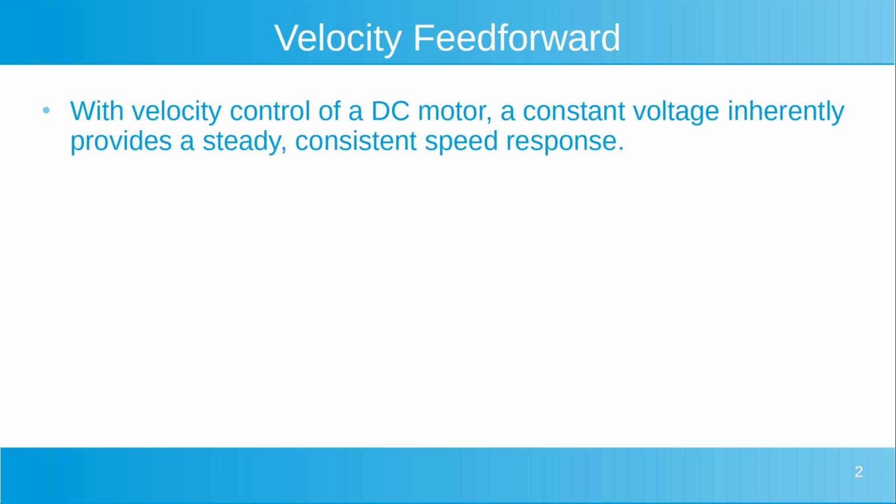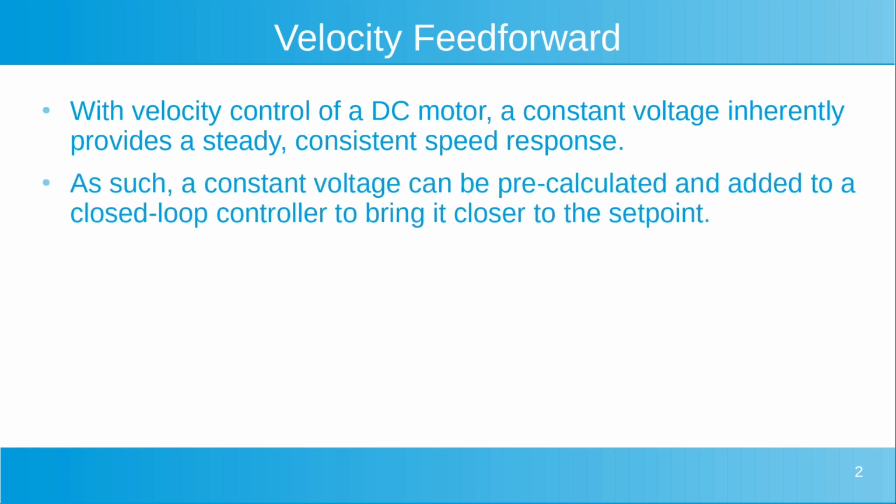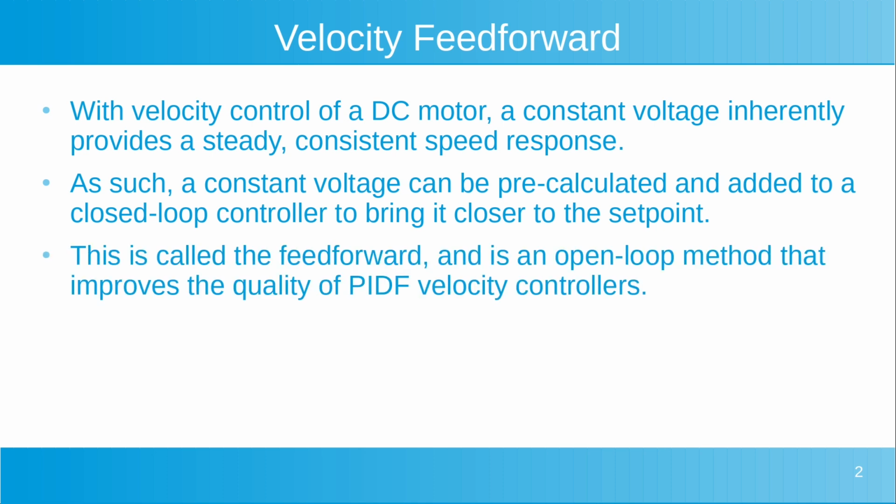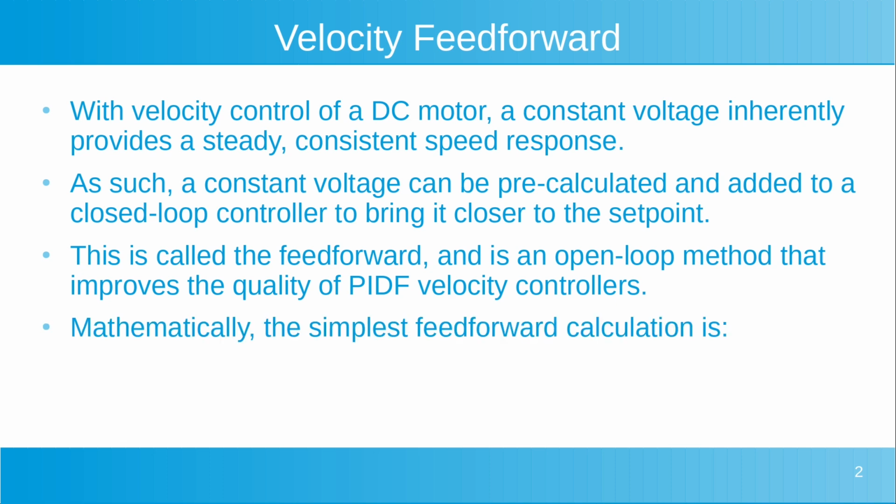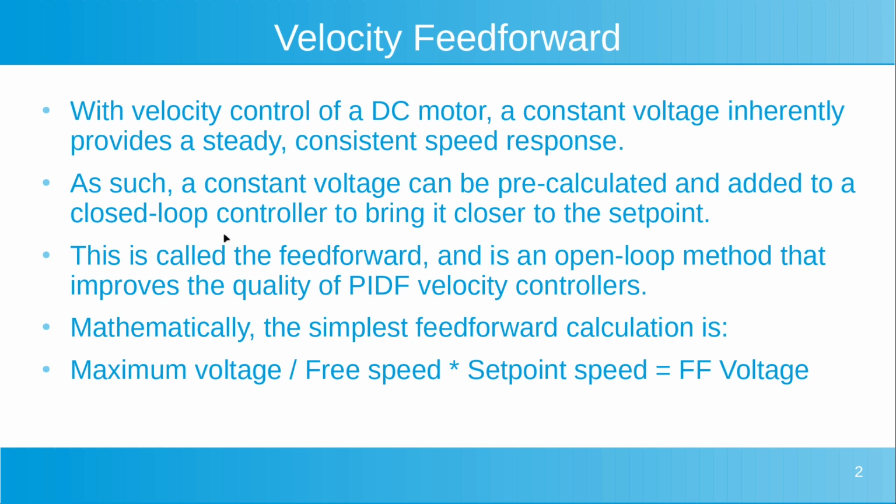With velocity control of a DC motor, a constant voltage inherently provides a steady, consistent speed response. As such, a constant voltage can be pre-calculated and added to a closed loop controller to bring it closer to the set point. This is called the feedforward and is an open loop method that improves the quality of closed loop velocity controllers. Mathematically, the simplest feedforward calculation is the maximum voltage divided by the free speed of the motor times the set point speed, and that will give you your feedforward in raw voltage.